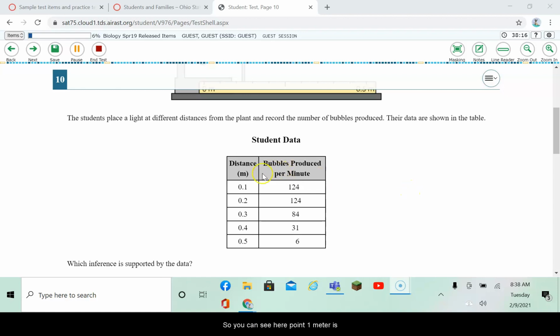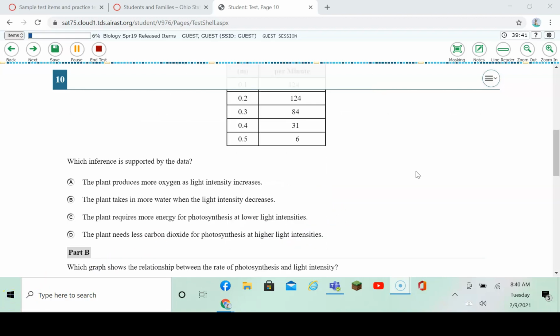So as you can see here, 0.1 meters is the closest the light is to the plant, and 0.5 meters is the farthest away the light is from the plant. And as you can see, most of the bubbles are made at the 0.1 and 0.2, and the farther away you have, the fewer bubbles being produced. Which inference is supported by the data? Let's skip A right now.